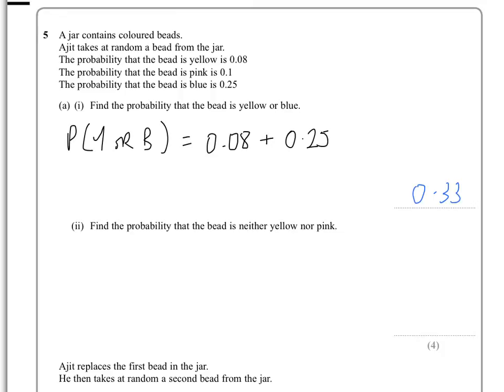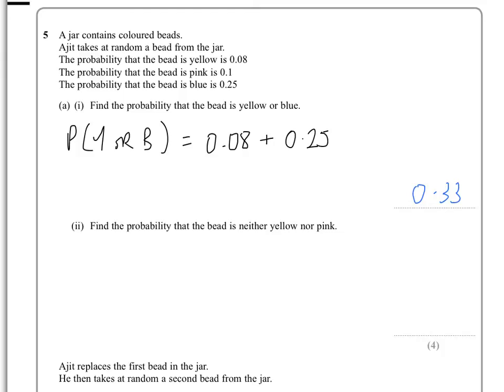Now, for part 2, we're asked to find the probability that the bead is neither yellow nor pink. So it's not yellow, it's not pink. Now, you have to be careful here, because you can in your head come to the assumption that, well, if it's not yellow or pink, it's got to be blue. Now, if that was the case, all of these probabilities would add up to 1. 1 is the total probability, so that would tell us that there's only yellow, pink or blue. It adds up to 1, so there's the only ones in there. We can't make that assumption here. There is other eventualities that can happen.